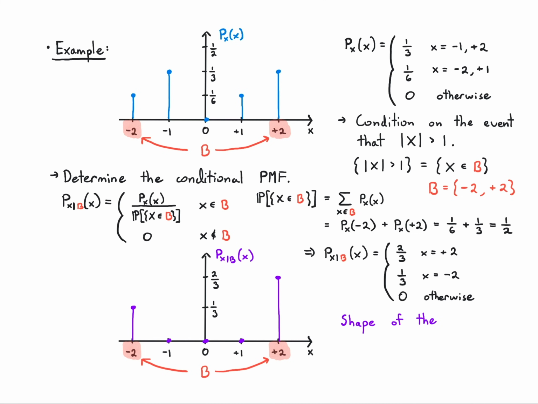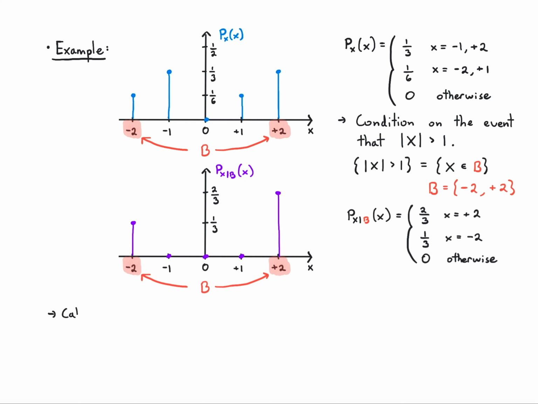So as I just said, the shape of the PMF is always the same as it was originally on the points for which x falls into B, and otherwise it's 0. The only change is that on those points, I'm just renormalizing the values so they sum up to 1. So it's a valid PMF, in this case, a conditional PMF.